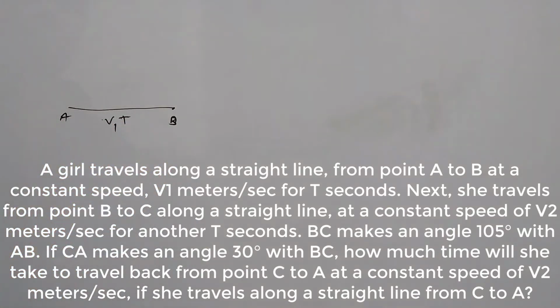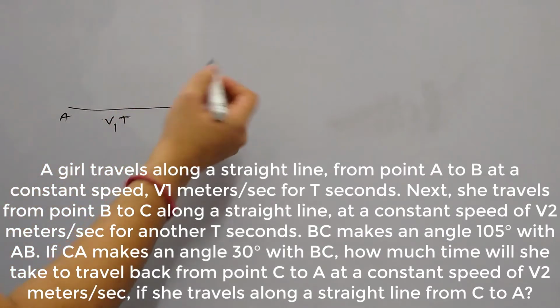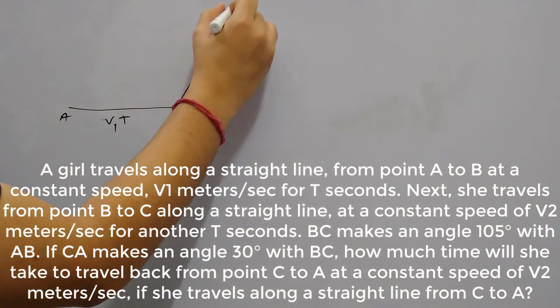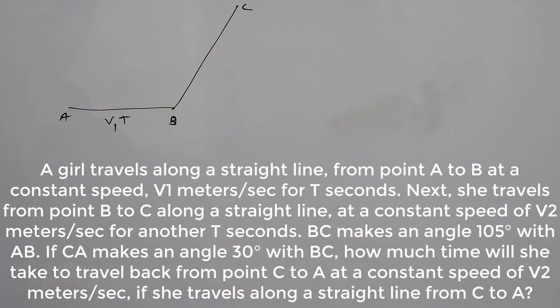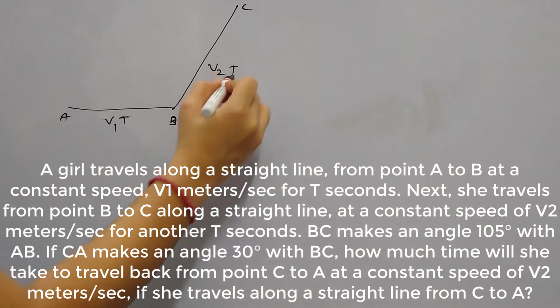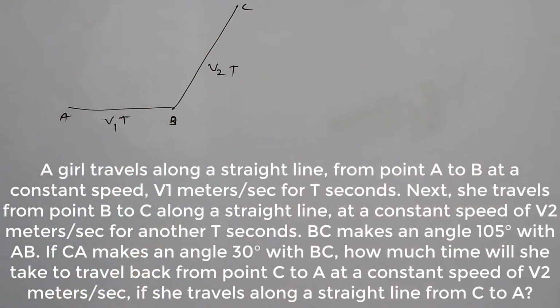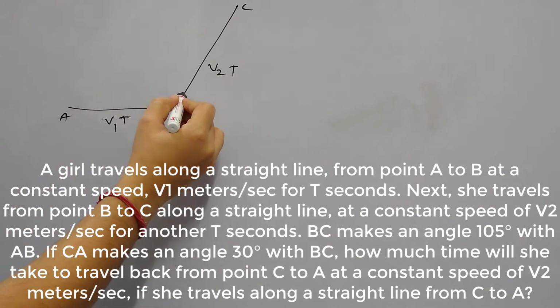Next she travels from point B to C along a straight line at a constant speed of v2. So from B to C she is traveling again. Let's say this is point C, and she is traveling at a constant speed of v2 meters per second for another 2t seconds. So v2 into t, so this will be the distance of BC. BC makes an angle of 105 degrees with AB. This is 105.